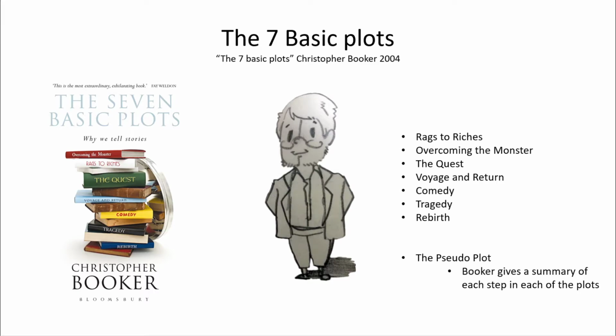The 7 that he identified were the rags to riches story, where a person starts with nothing and manages to build themselves up. Another story he identified was overcoming the monster, where a monster is confronted and the valiant hero attempts to defeat the monster. The quest. An evil threatens the land and you must go forth and recover the artifacts to make sure that it doesn't overwhelm us. The voyage and return, where a character is dropped into a strange world.